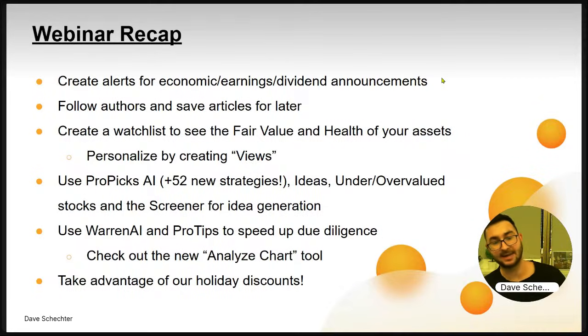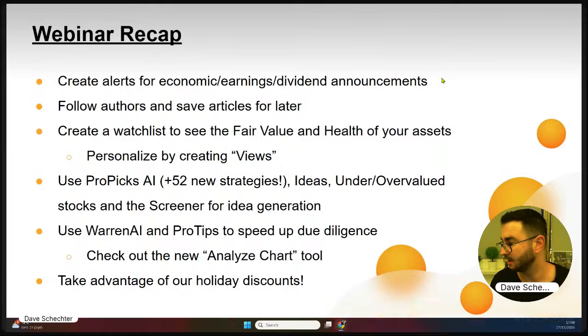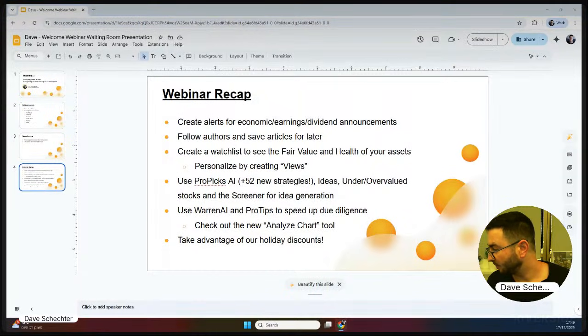Do use ProPicks AI. 52 new strategies were added just last month for, I believe, another 16 countries. Do use ideas, under and overvalued stocks, and the screener for idea generation. Use Warren AI and ProTips to speed up due diligence. And also check out the new Analyze Chart tool, which we just saw. And of course, take advantage of our holiday discounts. We have a lot of discounts going also for existing subscribers to upgrade to Pro Plus. So definitely go ahead and check that out. And now I will open up the floor for questions.